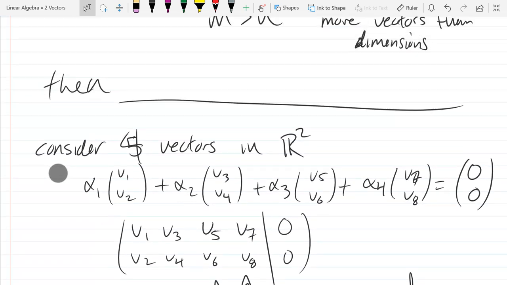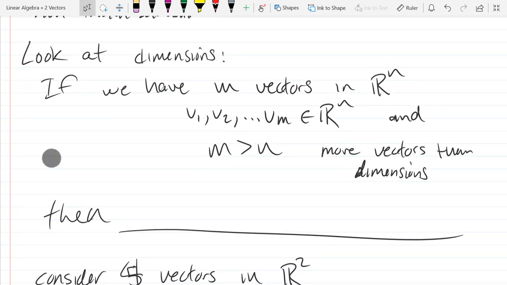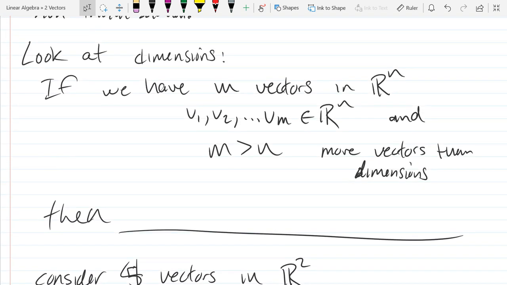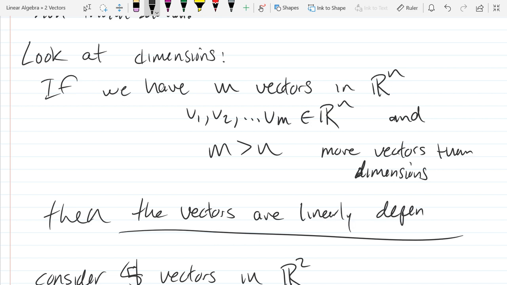So let's go back to this theorem. It's saying a similar thing, but it's just written out not inside of a matrix. So if I have more vectors than I have dimensions, what can you say about linear independence or dependence? It has to be dependent because we have free variables. Then the vectors are linearly dependent. All right, so that is a theorem. If you got more vectors than dimensions, you automatically get dependence. You got too many vectors.